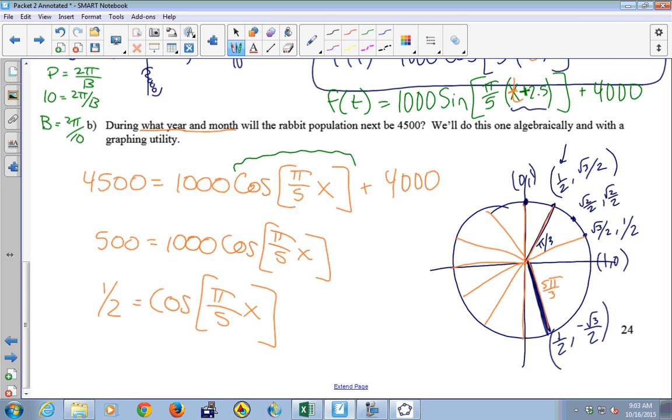Okay, so I found two angles, pi over 3 and 5 pi over 3. I asked for just the next year and month, but I'm going to give the next two just to be fancy.